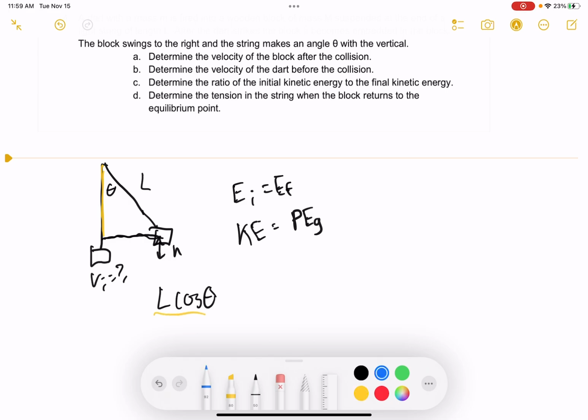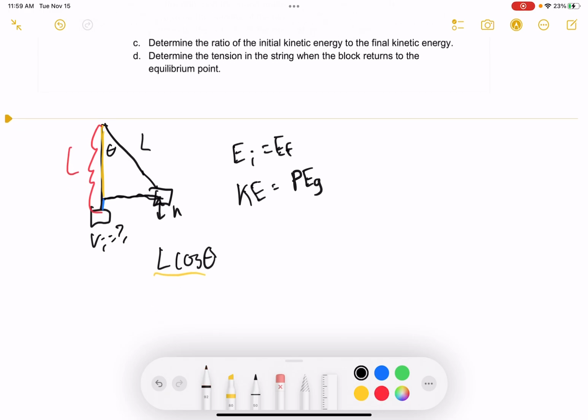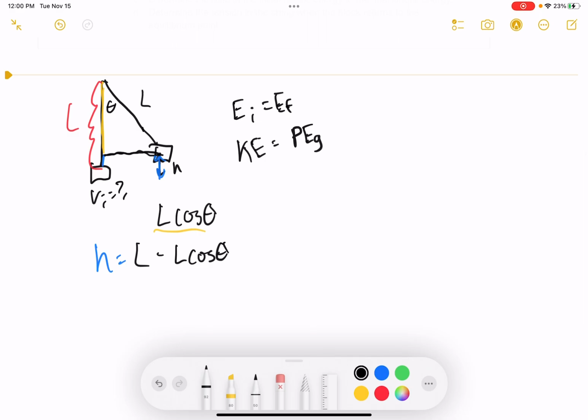But we actually want to find this height right here. Now we know that the whole length is L. So to find that blue part, that height, which is the same as this height right here, that is going to be equal to the full L, my full length, minus L cosine theta. So that's an important step. It's a bit of geometry to figure it out, but you have to be able to do that before you can solve the energy question.